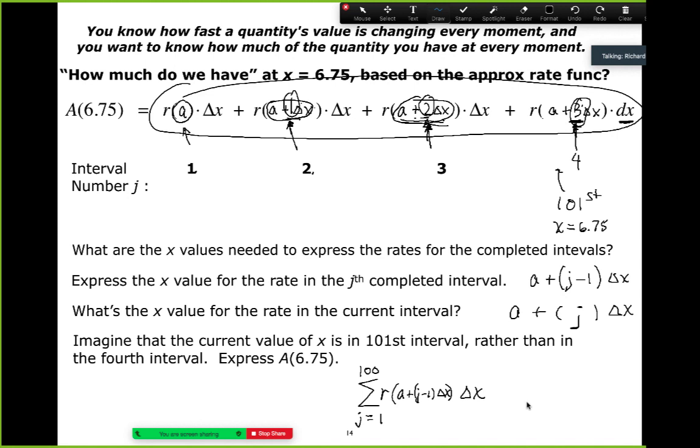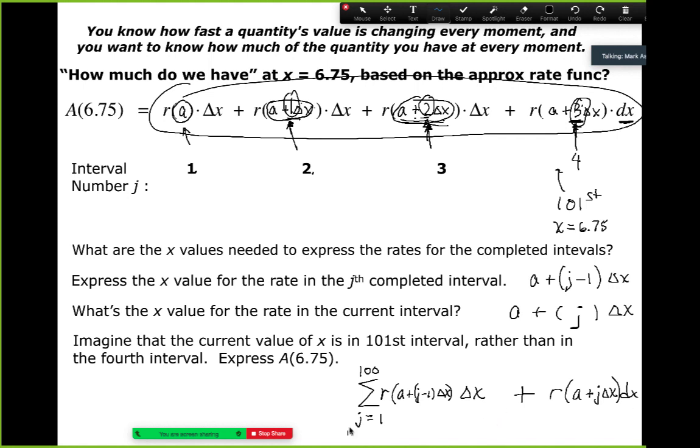Just slap it on. Slap it on. Add what? R of, and we'll have times dx. What will the x coordinate of the left side of the current interval be? A plus j delta x. Yeah, right. Good. So we're going to go across all j completed intervals to get to the left side of the current interval. But then that rate will be multiplied by dx only, not delta x.